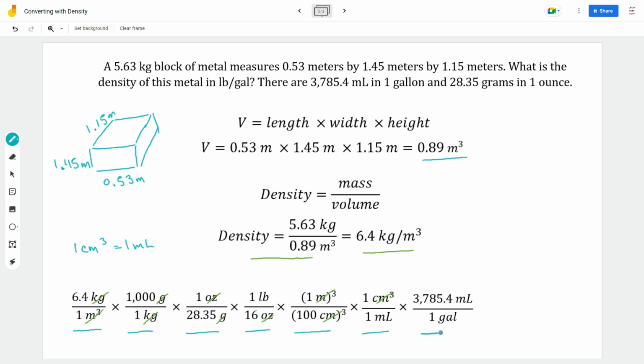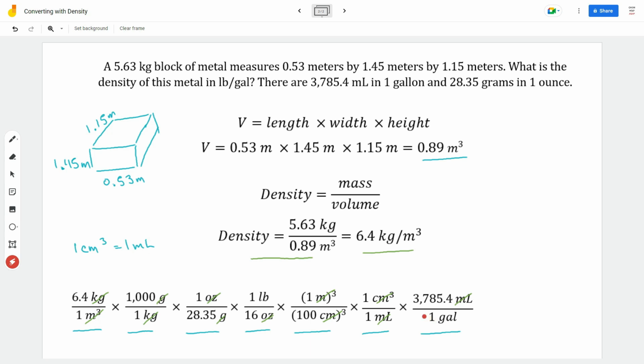At this point, I can use the conversion factor that the problem gave me, 3,785.4 milliliters in 1 gallon. My milliliters cancel, and now I'm left with gallons, which is what the problem asked me for. Before putting it in my calculator, I'm just going to double check my units. So in the numerator, I want everything canceled except for pounds. So you can see pounds has not canceled. That's great. Okay, numerator looks good. In the denominator, I want everything canceled except for gallons. Yes, that is true right there. So my units are set.